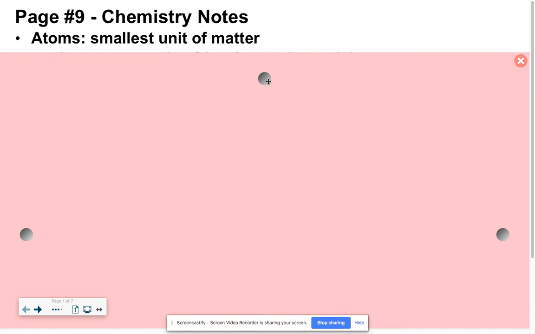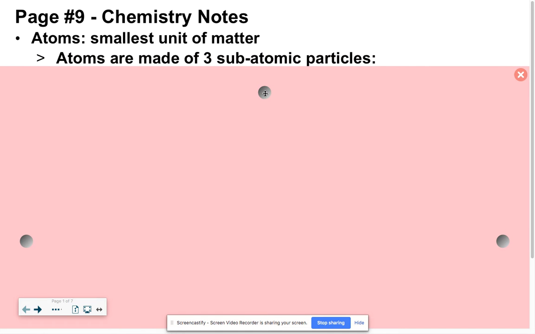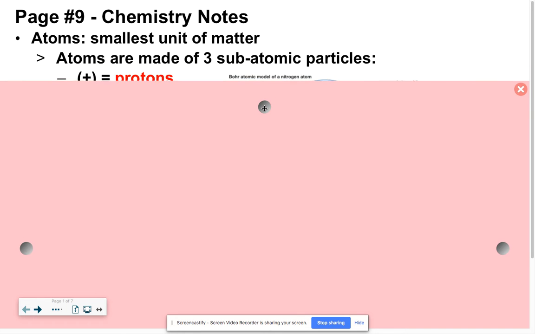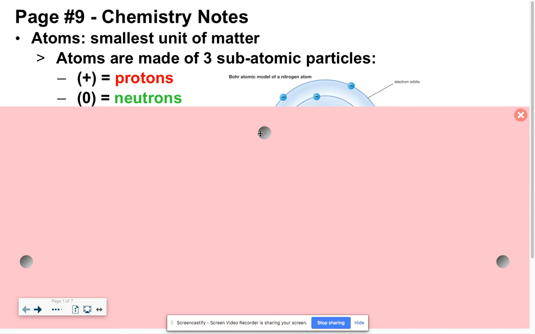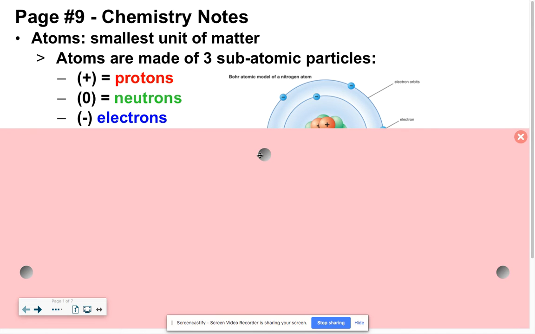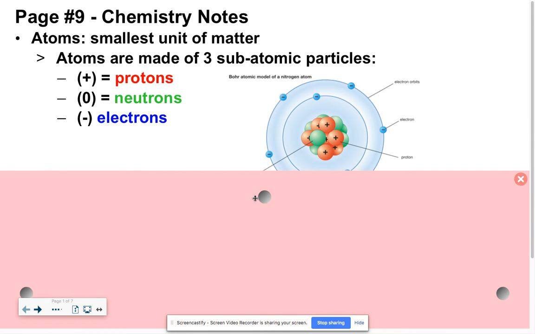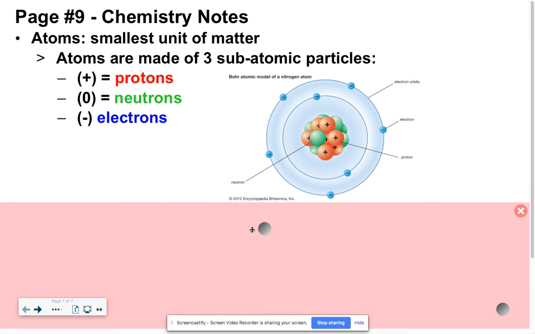atoms are the smallest unit of matter. Everything's made up of atoms. The smallest amount of matter you can have is one atom. And atoms are made up of three what we call subatomic particles. They are the protons, which are positive, neutrons, which are neutral, they have no charge, hence the zero, and electrons, which are negative. And they are located here.